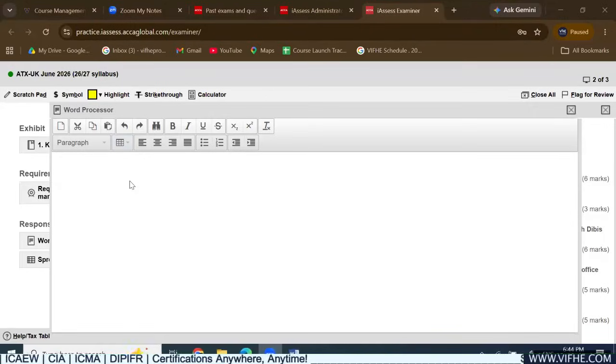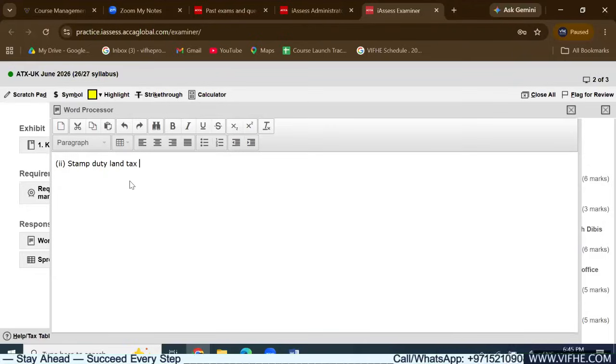So it's worth 3 marks, but here it is not exactly required that I produce 3 valid points, because it is not just the explanation which is required. I'll have to produce the computation as well. So it's all about requirement 2, the stamp duty land tax.